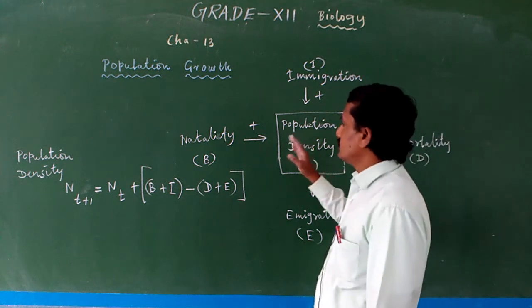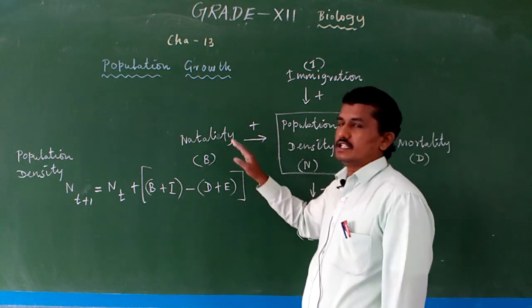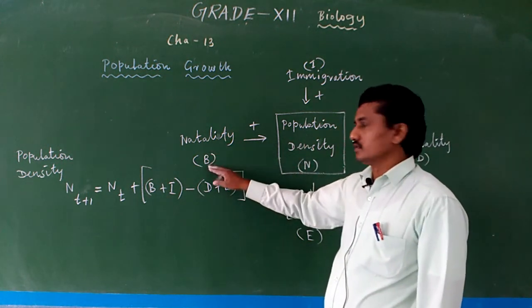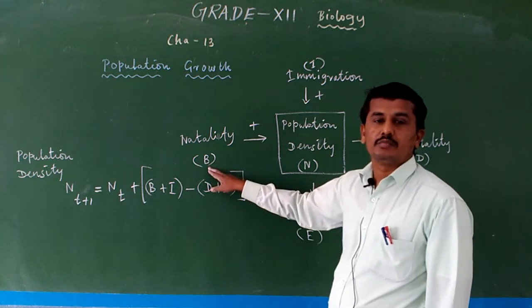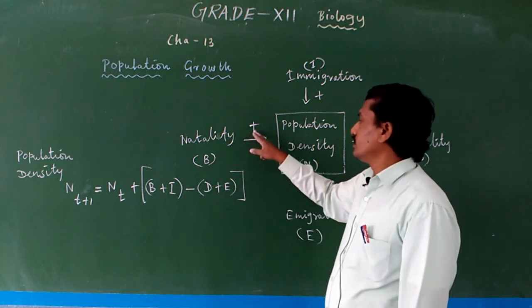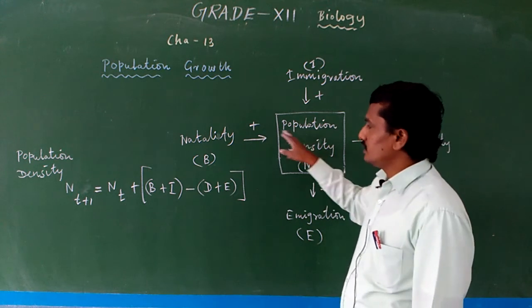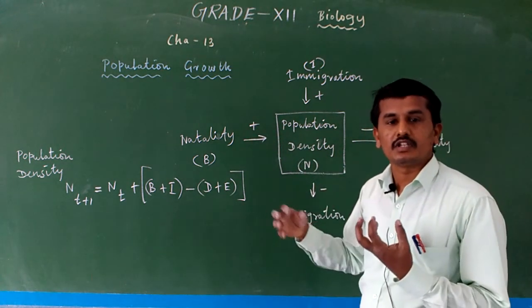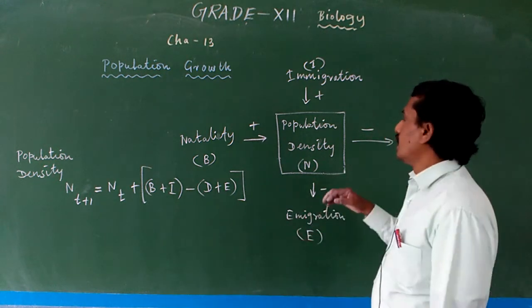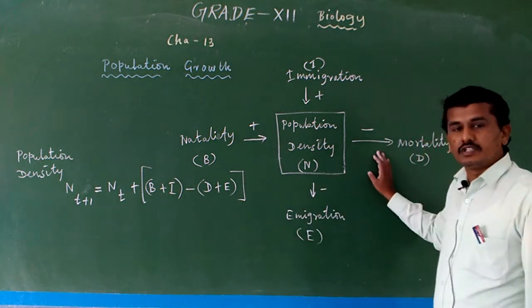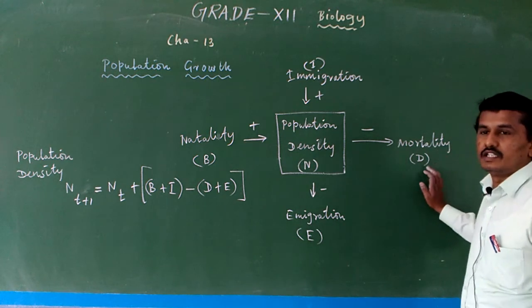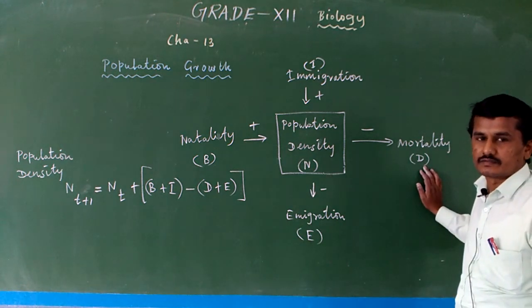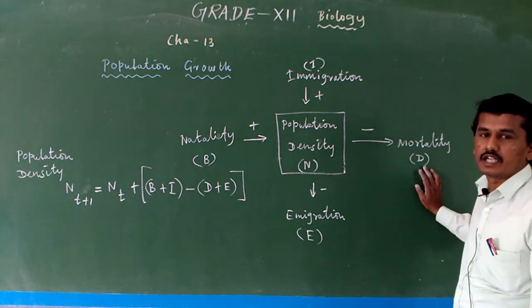It is population density which is increased by the natality. Natality means the birth, designated as B, birth. How is population increased? Due to birth. And how is population decreased? Due to mortality, death. Mortality means death. So we use D, capital D.